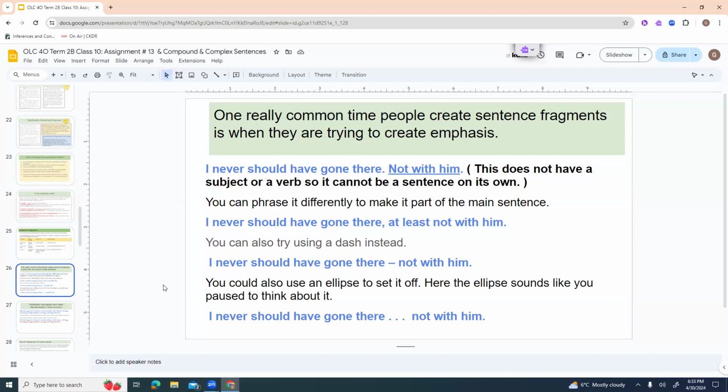Or you could try using a dash: "I never would have gone there—not with him." You could also use an ellipsis to set it off. Here, the ellipsis kind of sounds like you paused to think about it: "I never should have gone there... not with him." Sounds a little more sad and regretful.